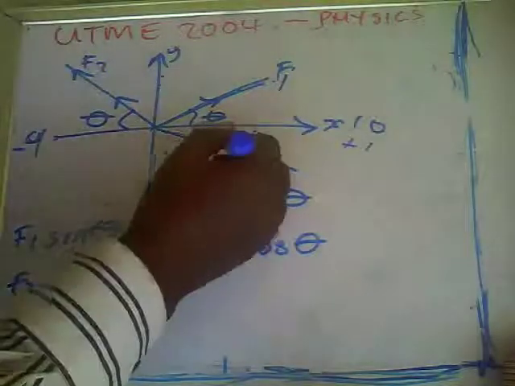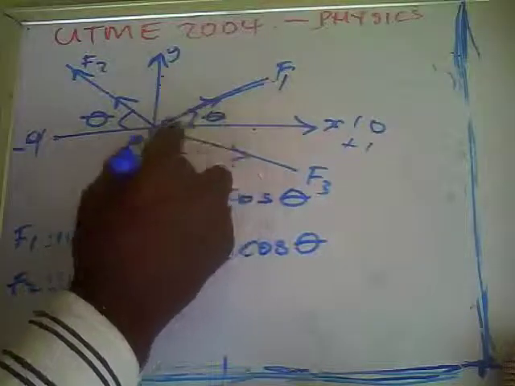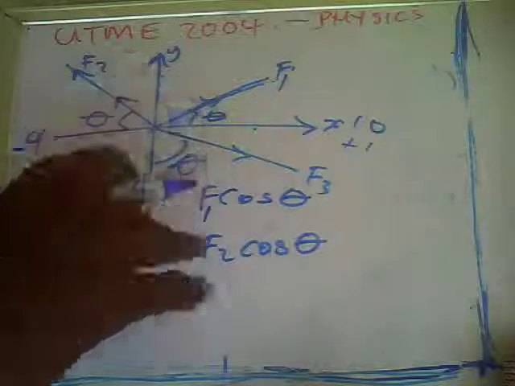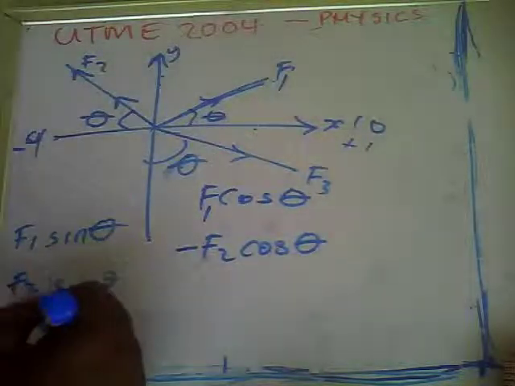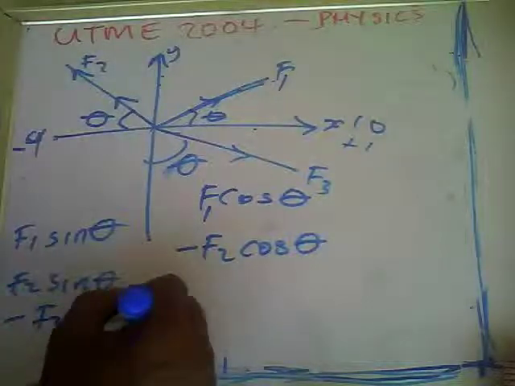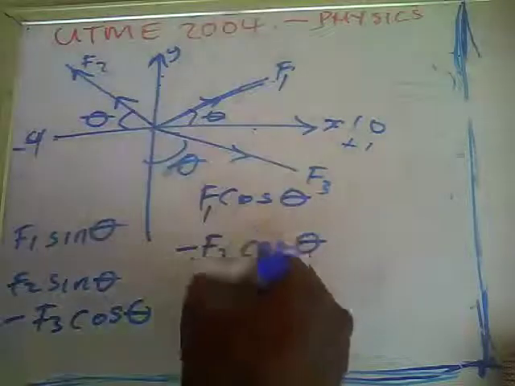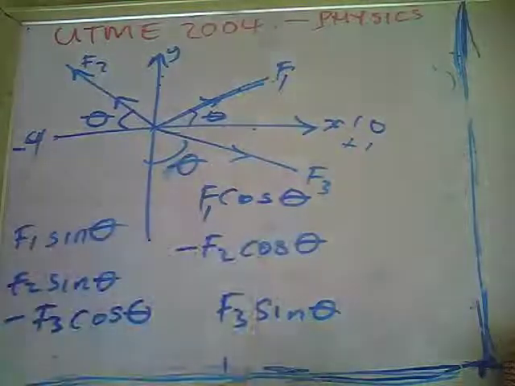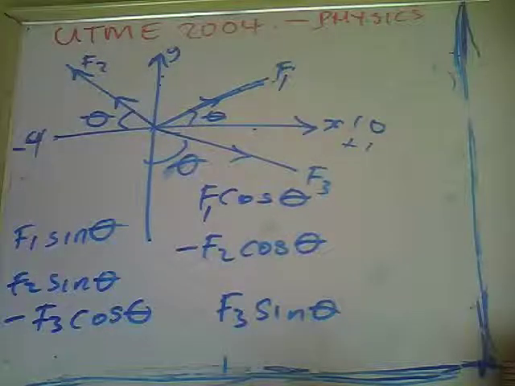But when we have F3 here, making angle theta with the vertical. Now this one is acting in the negative y direction, so it's going to be minus F3 cos theta. Then if we want to find it along the vertical, it's going to be F3 sine theta. Now you may think, what's this man saying? I don't understand, I'm confused.